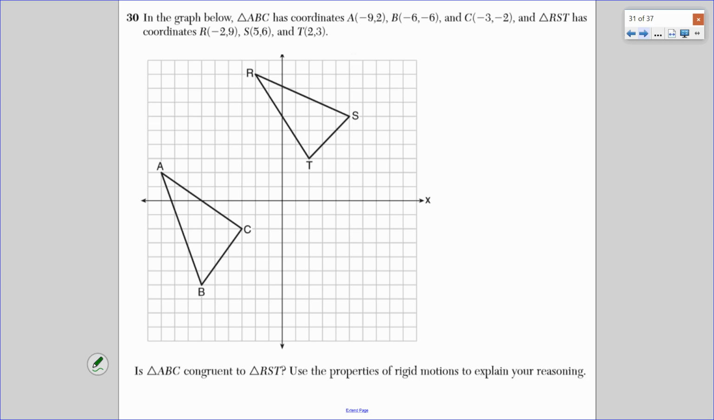In the graph below, a triangle ABC has coordinates, and triangle RST has coordinates. Are they congruent? This is the one time ever that they've asked it where the answer is no. They're not congruent. What corresponds here? ST corresponds to CB. Are they congruent? Well, let's find the distance of ST and let's find the distance of CB.